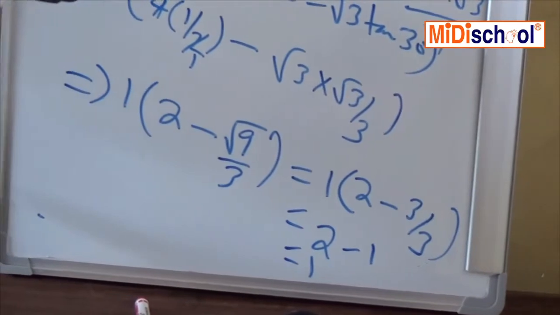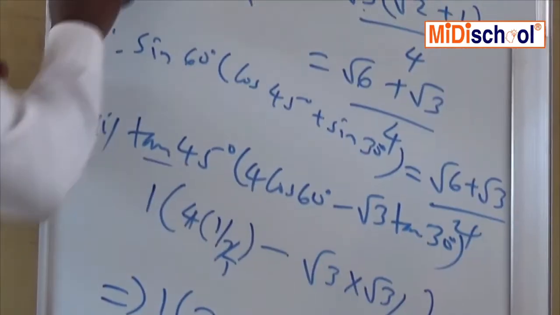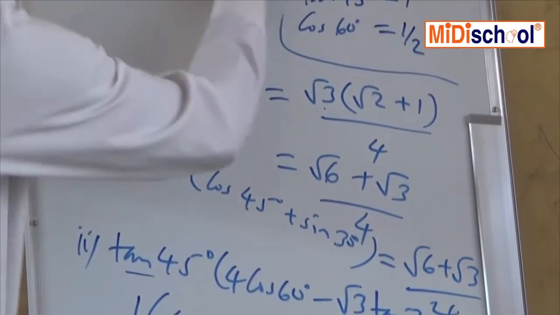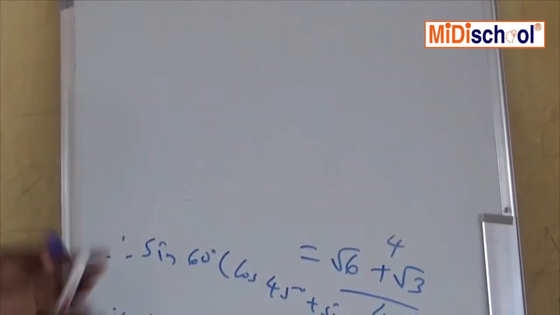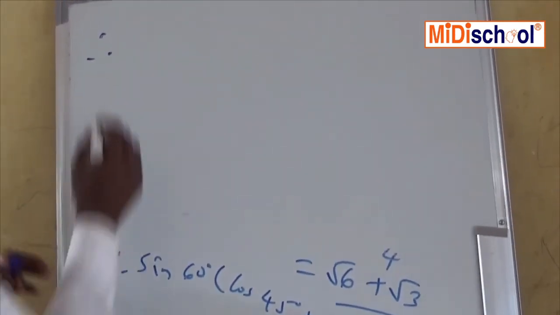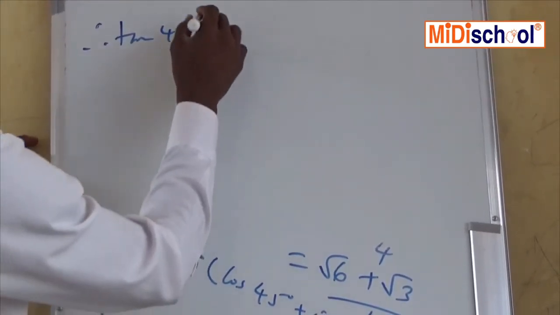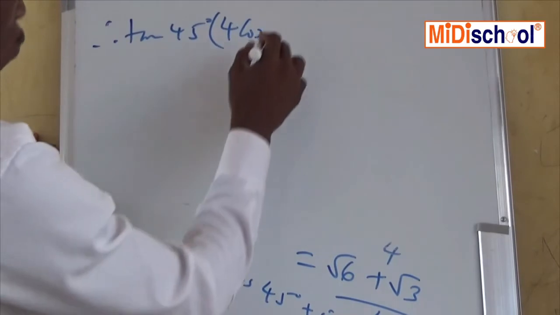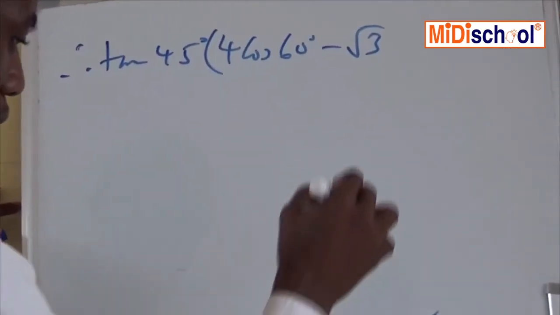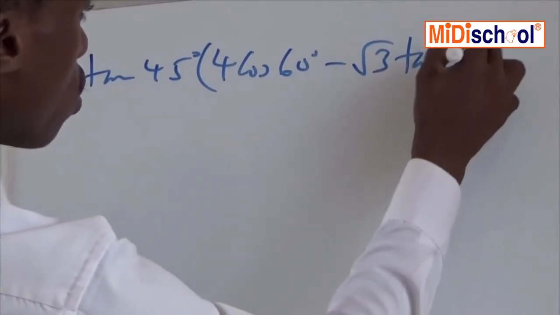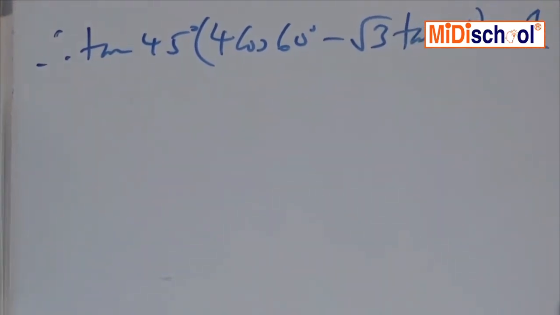So that's all. If we are to evaluate this one, we can just conclude here. Allow me to rub and conclude the question. So I say therefore, the given question, which was tan of 45 degrees in the bracket 4 cosine of 60 degrees minus square root of 3 tan 30 degrees, is equal to 1. That's all about this question.